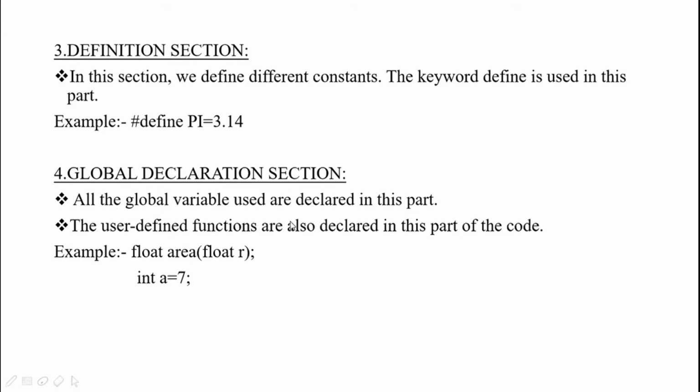All the global variables used are declared in this part. What global declaration actually means is, suppose in your program you want to use the same variable for all the functions. Then that variable needs to be declared as global. That means that global variable will be accessible to all functions. You will understand these global variables and functions very well in further videos when I discuss functions. An example of this is you declare like this: float area. This float area will be accessible to all the functions in your program.